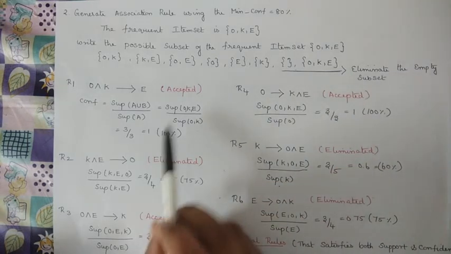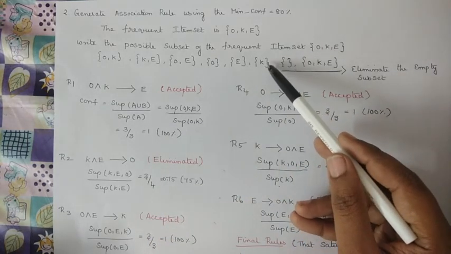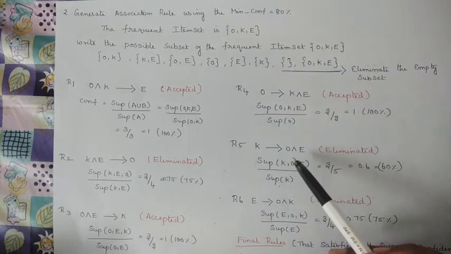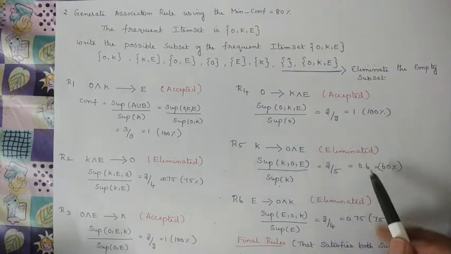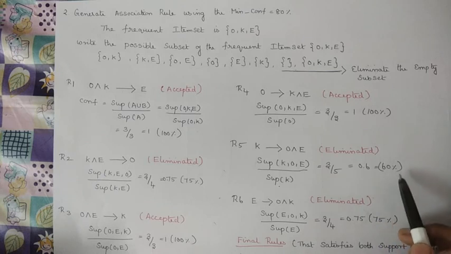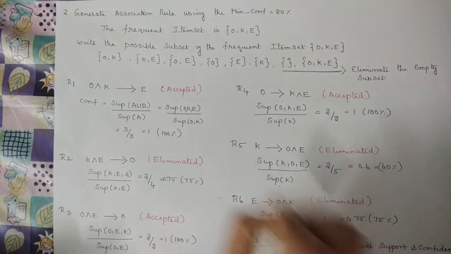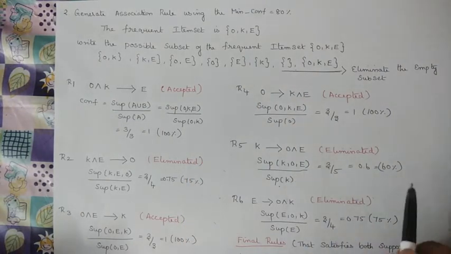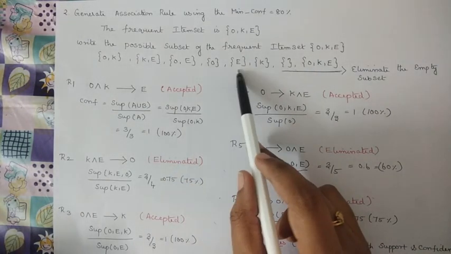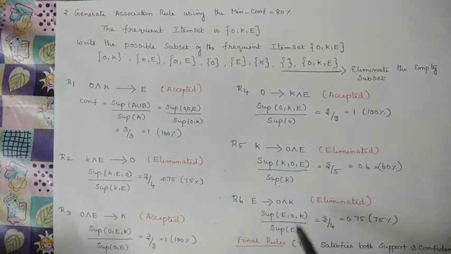I am moving on with my next one, K. K implies O and E. Here you see it is 0.6, that is 60%. So this rule is eliminated because it has less than 80%. I am moving on with my last rule, E. E implies O and K. Support of K, O, E divided by support of E, that is 3 by 4, that is 0.75, 75%, which is less than 80%, so it is eliminated.